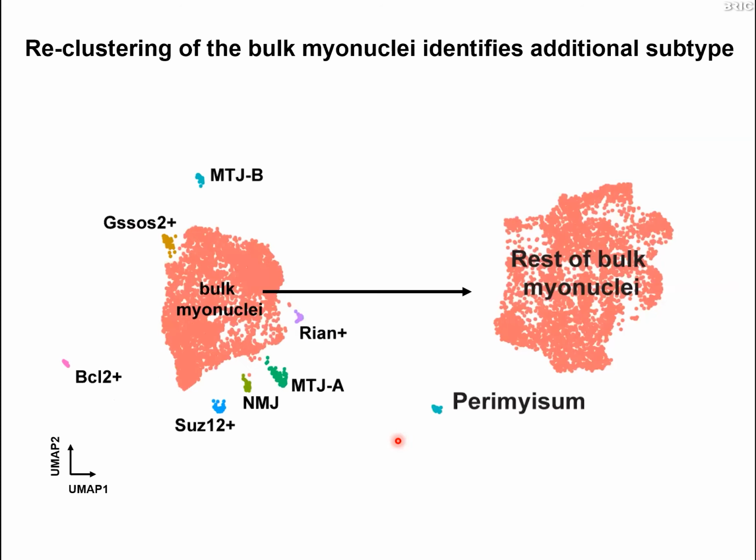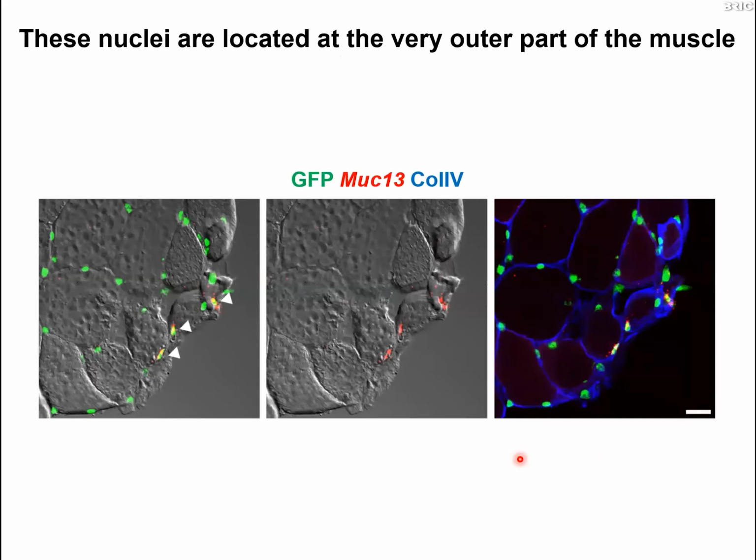So lastly, in hope to identify more nuclear subpopulations, we also sorted out the bulk myonuclei from our previous data set, and we performed reclustering, which identified an additional nuclear subtype that was not masked before. And when we tried to locate these nuclei by in situ hybridization, quite interestingly, we realized that every time we see these nuclei, they were always located at the very outer part of the entire muscle tissue. Here you can see these GFP-positive muscle nuclei that are expressing the marker gene mucin 13 and located at the very outer part of the entire muscle section.